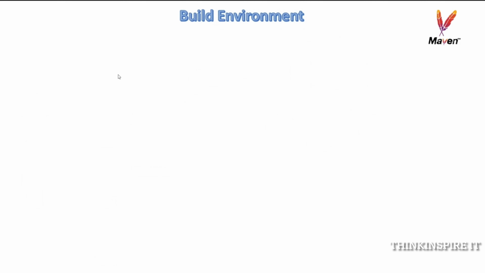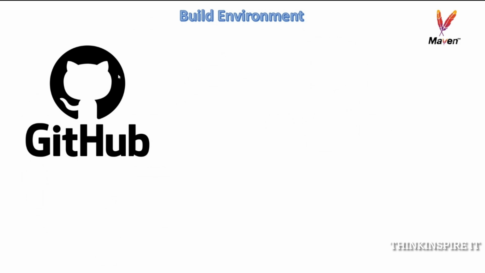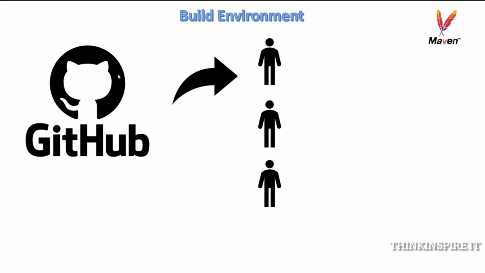Once the requirement phase, the planning phase and the development phase are finished, the next phase is the build phase, the build environment. Now the code is on GitHub. In this environment, a build and release engineer will come into the picture.